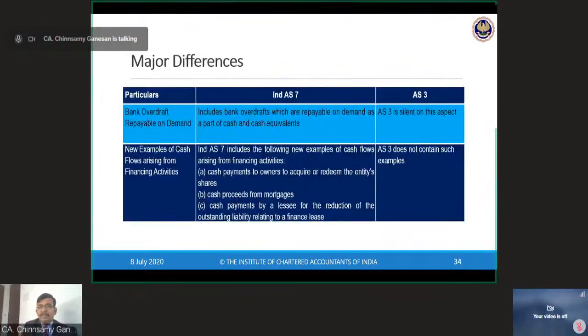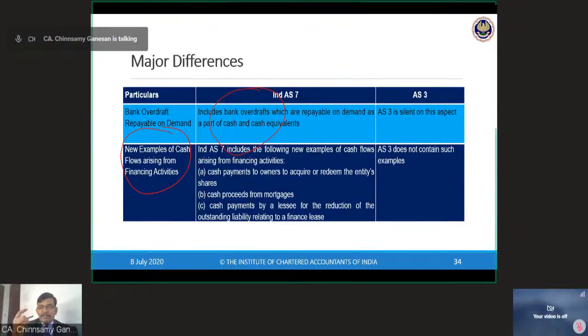Somebody has asked me, what is the major difference between AS3 and Ind AS 7? One major difference is bank overdraft. AS3 is silent, and we normally don't take it, as we take it as part of our financing activity. A lot of examples are given, so this is only guidance. Ind AS 7 is actually giving a lot of guidance to you. So I will not say that it's a difference, but it is a more sophisticated illustration.